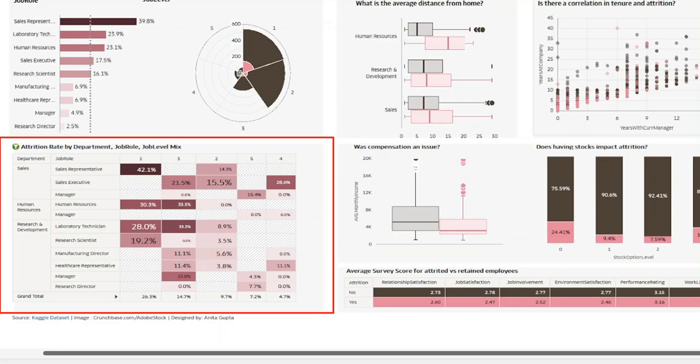So looking at this table, we can infer that sales representatives, lab technicians, research scientists working at job level 1 are some of the segments of population where attrition is really high.